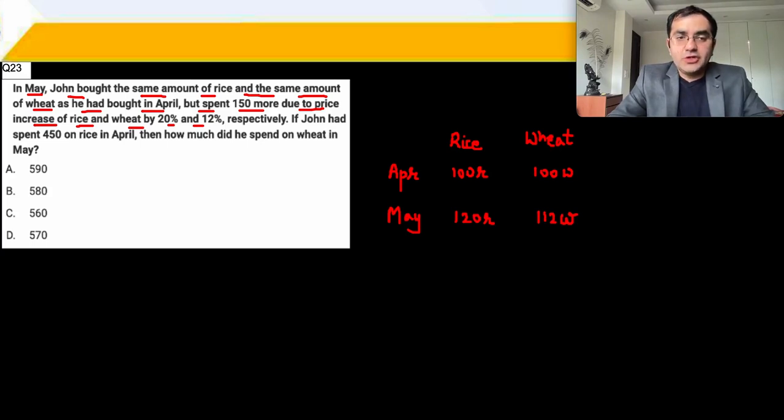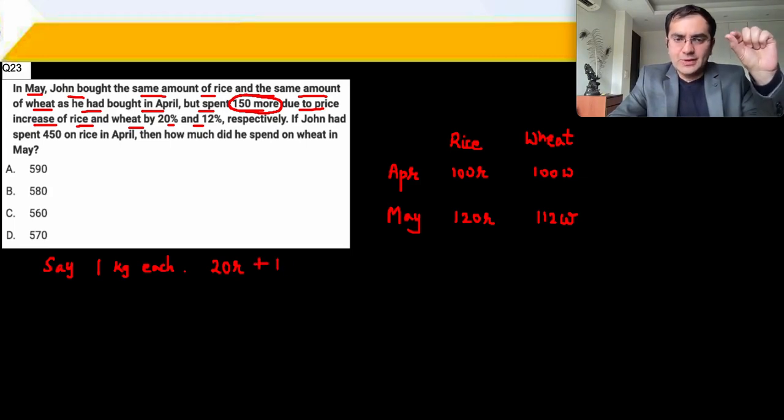Okay? If John had spent 450 on rice in April, now before that it says that in this process of price change, 150 rupees more has been spent. The units are missing. 150 more. So 150 more because of what? What is the gap? Gap here is 20 R and here 12 W, right? So 20 R, and we'll assume 1 kg quantity because it says same amount of rice and wheat. Let's assume 1 kg each has been bought. So the gap 20 R plus 12 W for 1 kg each has costed 150 rupees more. The difference on 1 kg has costed 150 more.